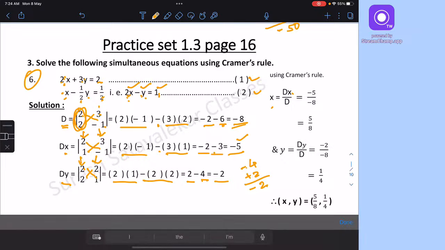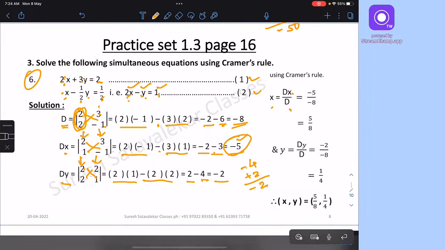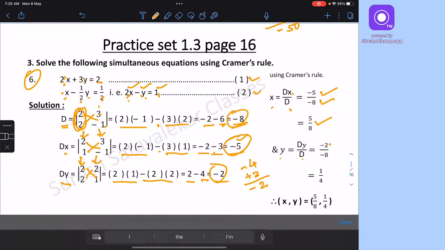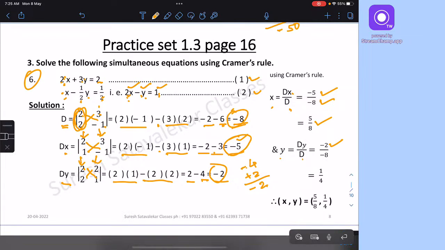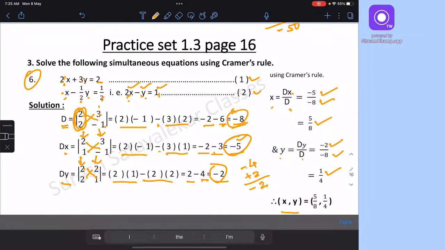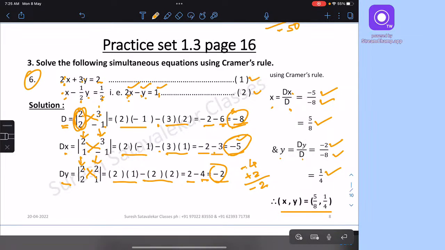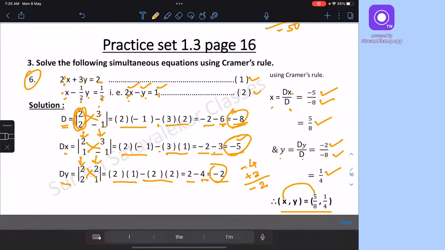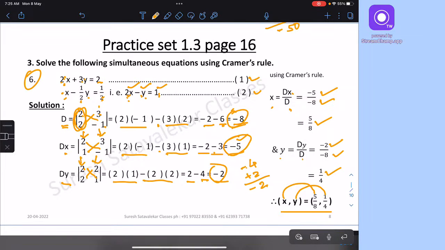Now x is equal to dx upon d. dx means minus 5 and d means minus 8. Minus upon minus is plus, the answer is 5 upon 8. And y is equal to dy upon d. dy means minus 2 and d means minus 8. Minus upon minus is plus, 2 upon 8 is 1 upon 4. So we have written the answer in ordered pair form. Ordered pair (x, y) is equal to ordered pair (5/8, 1/4). That means the value of x is 5 upon 8, and the value of y is 1 upon 4.